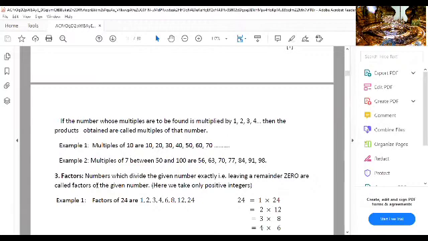Now what are factors? Factors are numbers which divide the given number exactly.